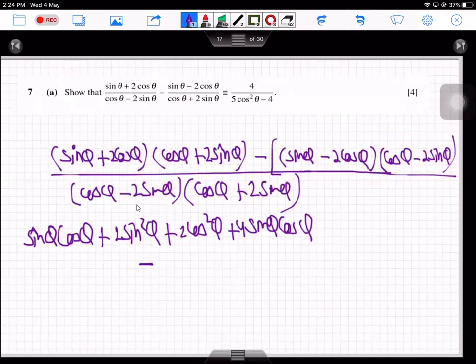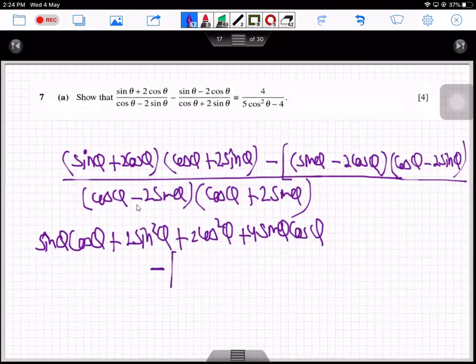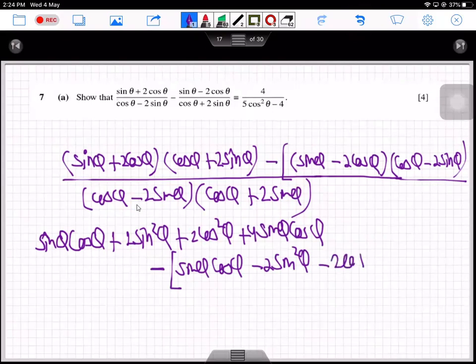Okay. Since I do not have much space to write it in this complete line, that's why. Okay. So sine theta times cos theta. Then sine theta multiplied by minus 2 sine theta. This will give you minus 2 sine square theta. Then minus 2 cos theta is multiplied by cos theta. This will give you minus 2 cos square theta. And then minus 2 cos theta is multiplied by minus 2 sine theta. This will be 4 sine theta cos theta.